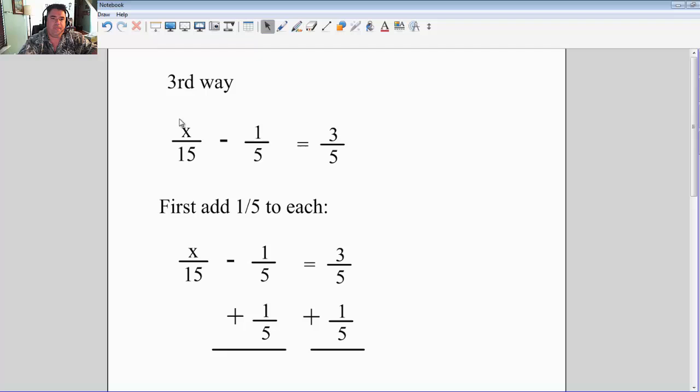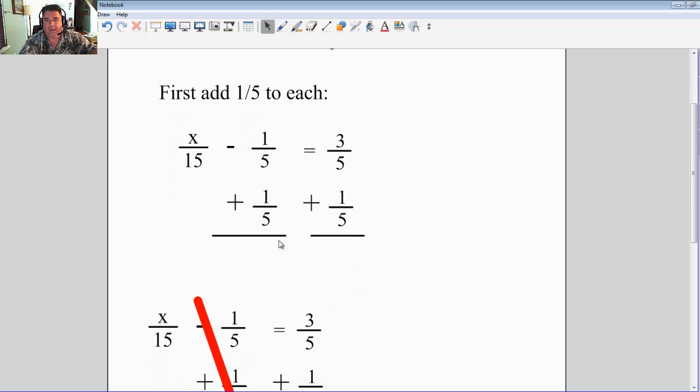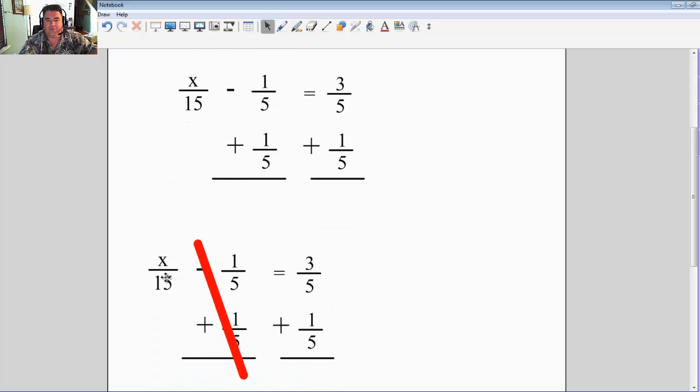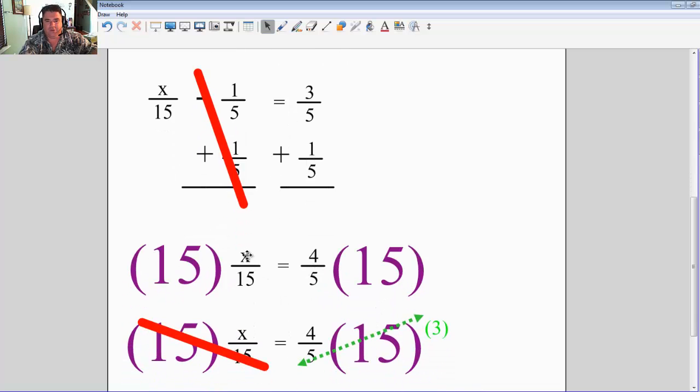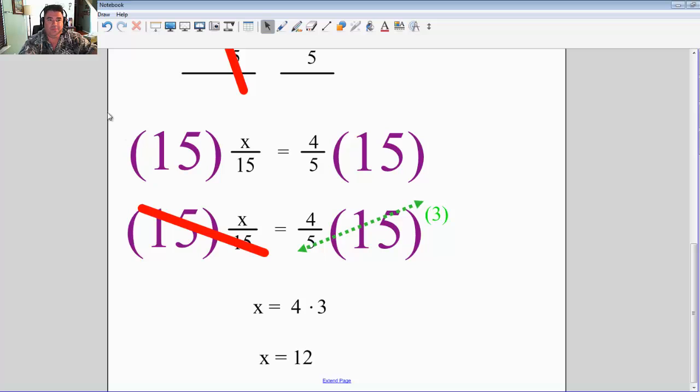On a third way, x over 15 minus 1/5 equals 3/5. So go ahead and add 1/5 to both sides first. And now you have x over 15 equals 4/5. Times 15 to both of them, so these cancel, leaves your x. 15 times 4 is 60, divided by 5 is 12, or 15 divided by 5 is 3, times 4 is 12, whichever way you want to do it. And there you have it.